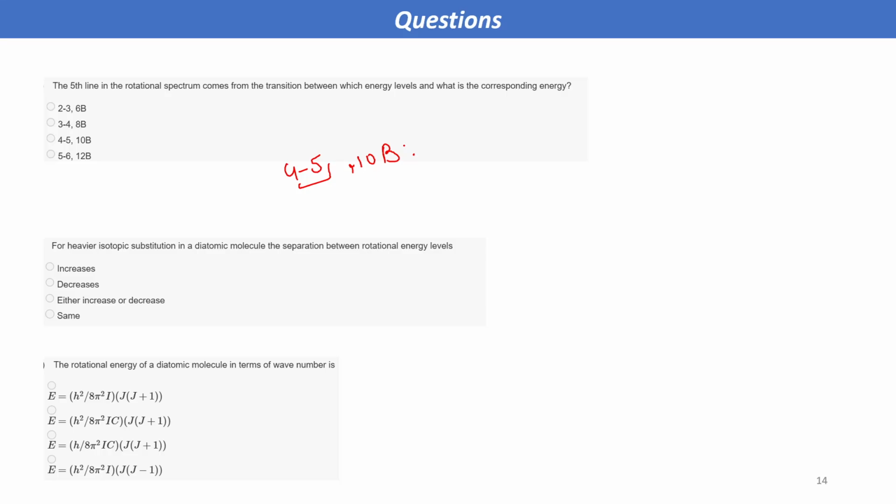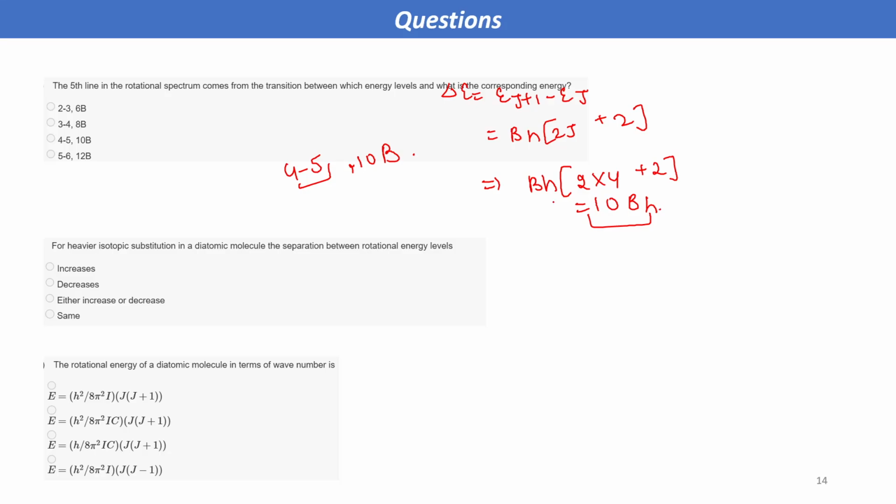How is it coming to be 10B? How do we calculate the energy? We know that the energy is the difference between E(j plus 1) minus E(j). So it will be B times (2j plus 2). So it will be B, and what is j? J is the lower state, that is 4, so 2 times 4 plus 2, that is 10. Is it clear?